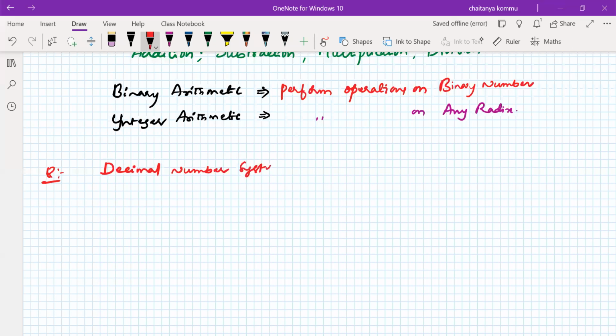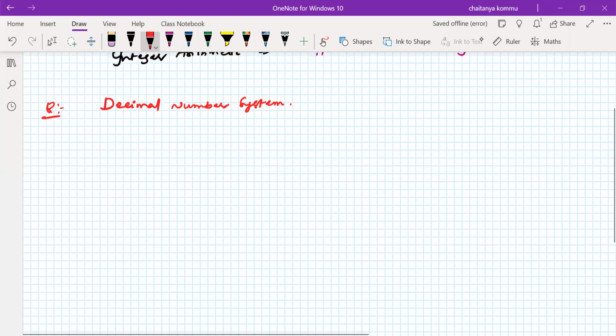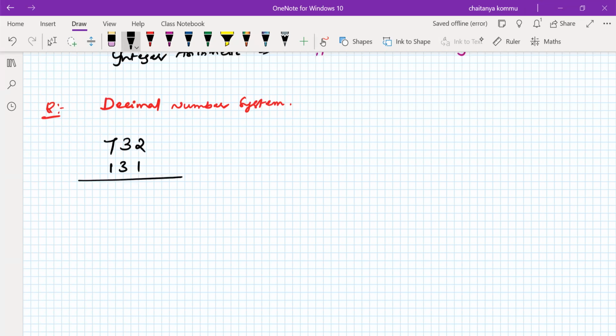because it's very familiar to us. So let us simply perform an addition operation. For example, 7, 3, 2 and 1, 3, 1. I want to perform an addition operation here. What will I do? We have to add digit by digit, right? First we start from the LSB, the lowest position, and this is the highest position. From the lowest position to the highest position, we have to go everywhere, we know that.